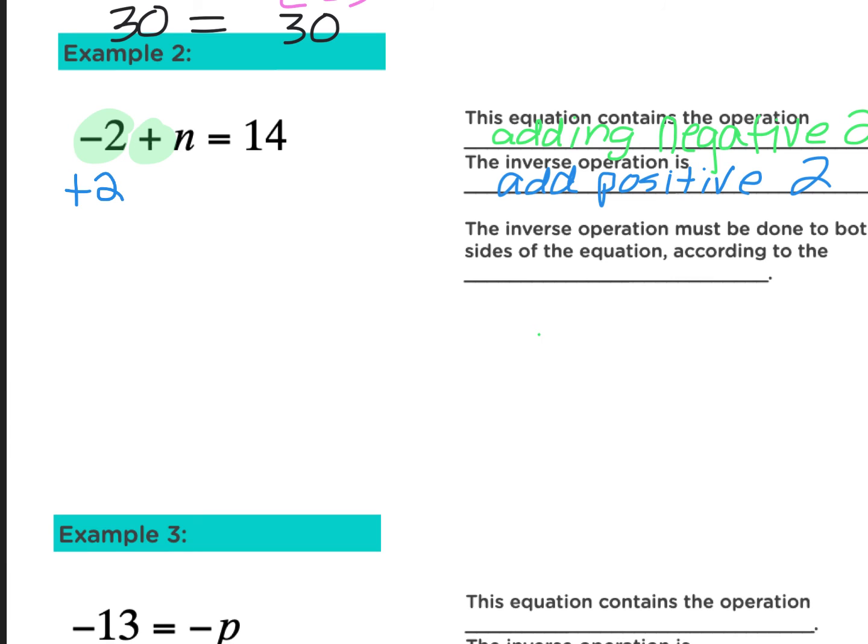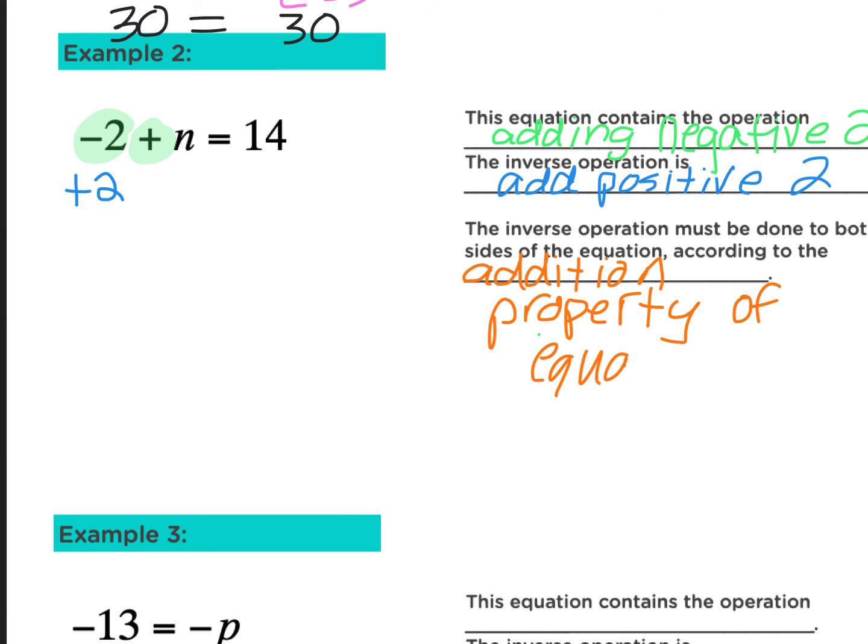All right. So we added positive 2. The inverse operation must be done to both sides. Math is fair. And we are doing that according to, this time, the addition property of equality. Do we see a pattern here? They're all properties of equality. All that changes is whether we're adding, subtracting, multiplying, or dividing.